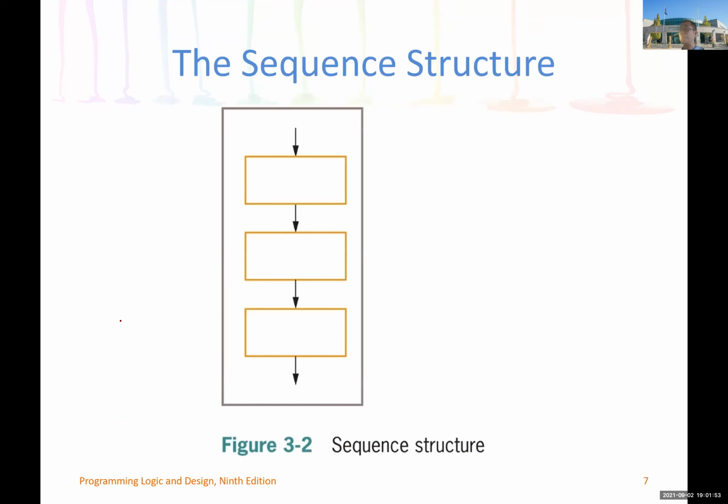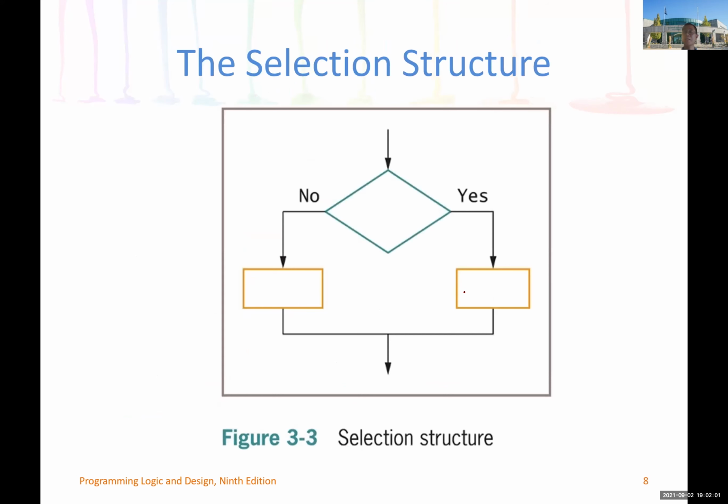So here is a sequence structure. You follow everything in order, from the first statement to the second and the third. This is a selection structure. For the selection structure, you always have a condition to check, and you can break it down into two branches. If no, do something. If yes, do something. This one is dual alternative here.